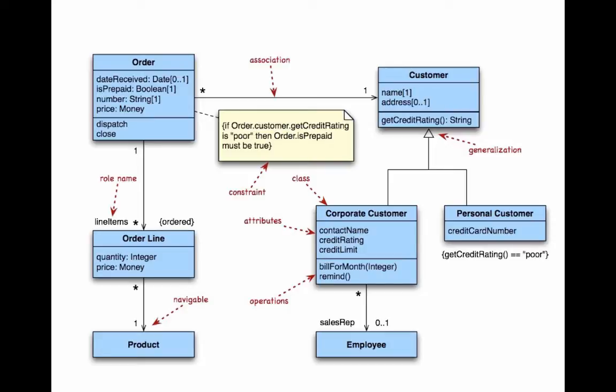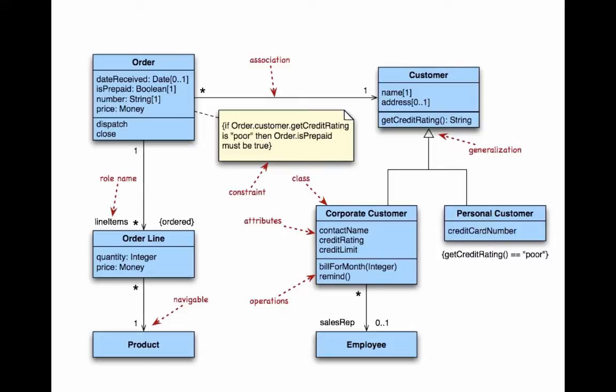Other than the date received attribute that we just talked about, none of the three remaining attributes is optional. There's exactly one occurrence of each. This is stated explicitly with the attributes is prepaid and number, but if you don't see these multiplicities, you can usually assume that there's exactly one of something. In addition to the attributes in this order class, we also see the operations dispatch and close. Okay, that's it for the structure of the classes.